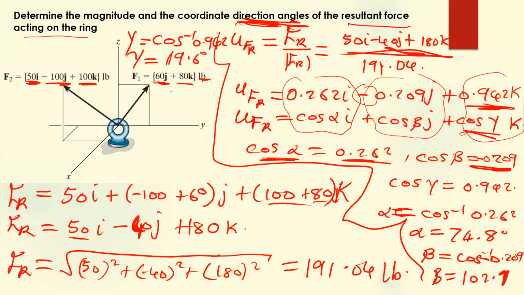So we have managed to find the magnitude of the resultant force, which is this one, and also the direction angles that we were asked to find. So we have found 74.8, 102.1, and 19.6 degrees. Do we have any questions on how to find these things?